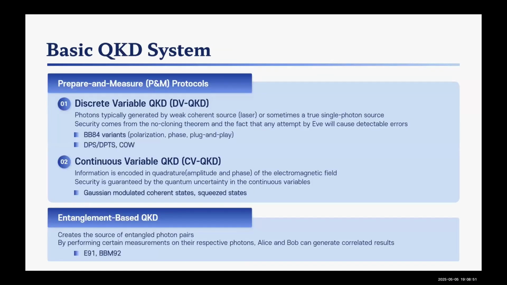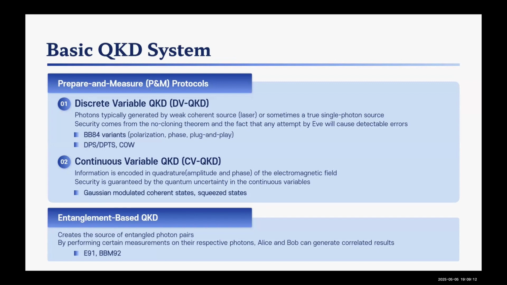Now let's take a look at the basic structure of QKD systems. QKD protocols can be broadly categorized into 2 types: prepare and measure protocols and entanglement-based protocols. First, under prepare and measure protocols, we have discrete variable QKD, or DVQKD.